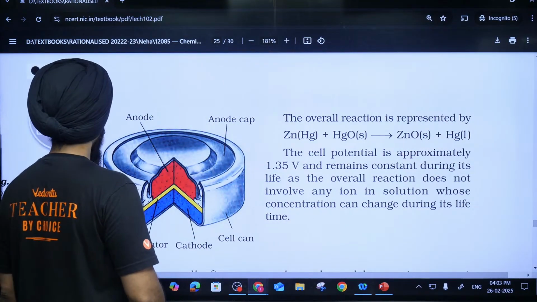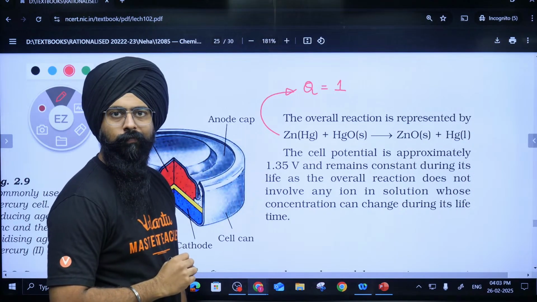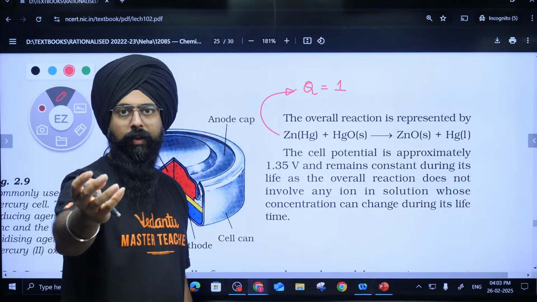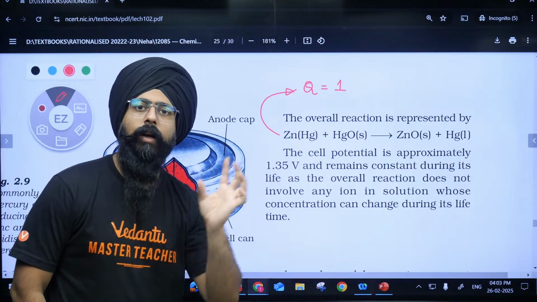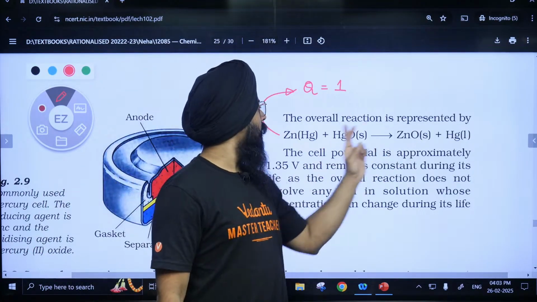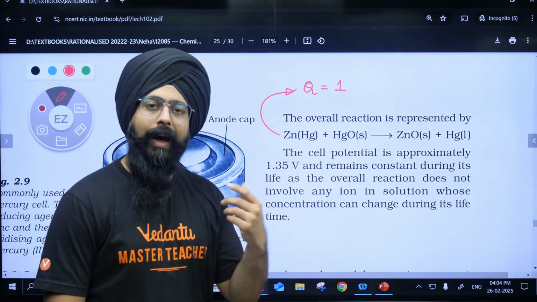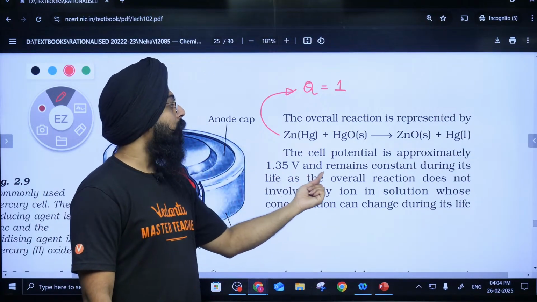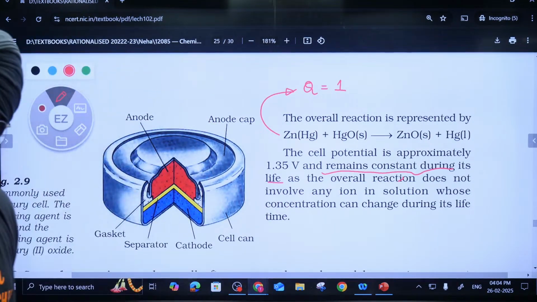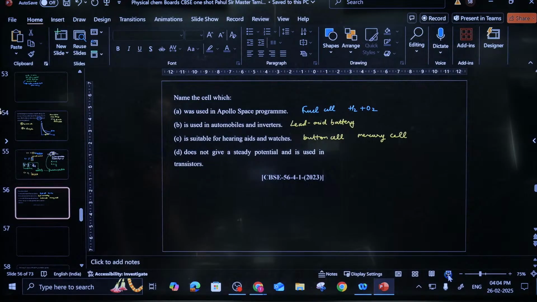My dear friends, do you realize that the reaction quotient of this reaction will always be 1? The reaction quotient will always be 1, because when we write the expression for K equilibrium or for reaction quotient, we take only gaseous and aqueous things. Nernst equation, we'll do that. Solids and liquids do not have any contribution in your reaction quotient, and that is why the cell potential is approximately 1.35 V and remains constant during its lifetime, as the overall reaction does not involve any ion inside the solution. So this is your mercury cell, which is used in hearing aids and watches.